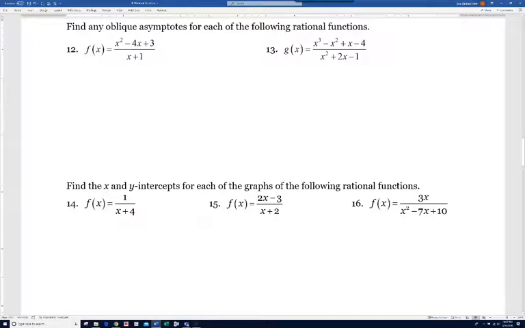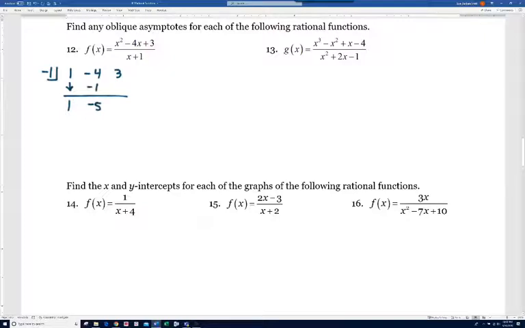On number 12 here, it says find any oblique asymptotes for each of the following rational functions. For both of these problems, you'll notice the degree of the numerator is greater. They're both top heavy. And so this is the case where we do have oblique asymptotes. Basically what we're going to end up doing is just doing division here, and that's going to help us to find the oblique asymptotes. So I'm going to use synthetic division on the first one here. Let's go ahead and drop our 1. We'll multiply -1 times 1, we get -1.